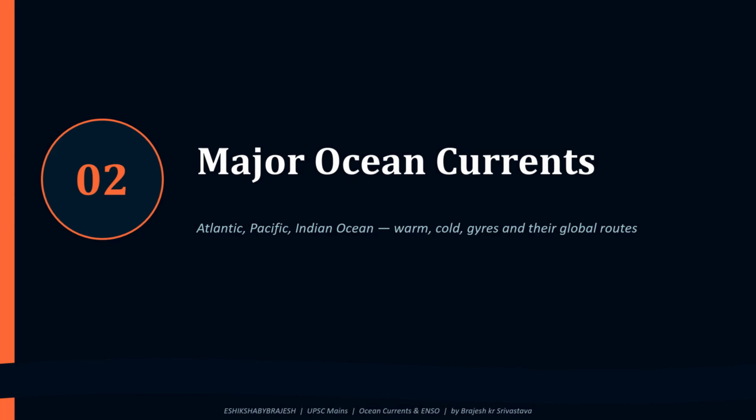Module 2, Major Ocean Currents. Now that we understand the forces that drive ocean currents, let us map the specific currents. Warm first, then cold, covering the Atlantic, Pacific and Indian Oceans. I want you to visualize each current's route as we go through them.